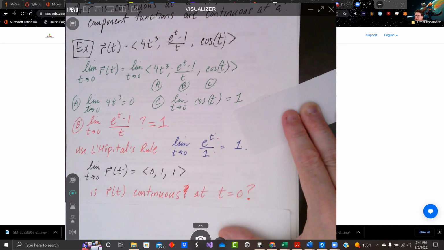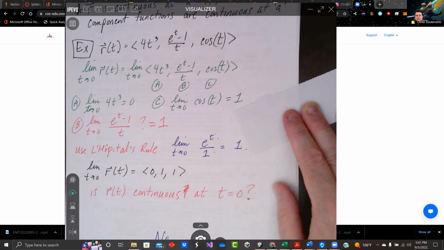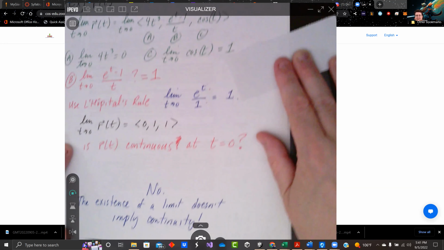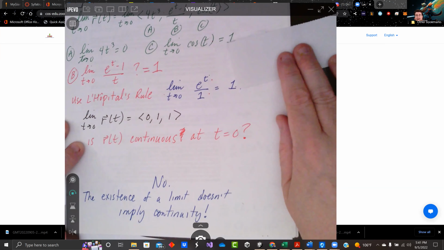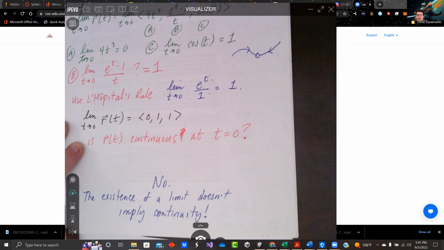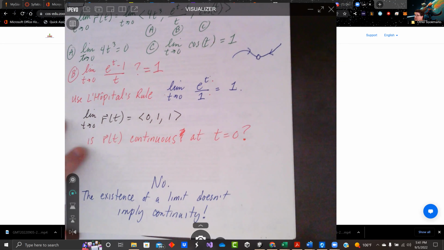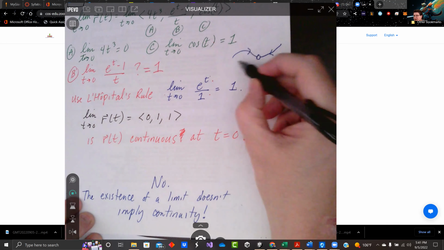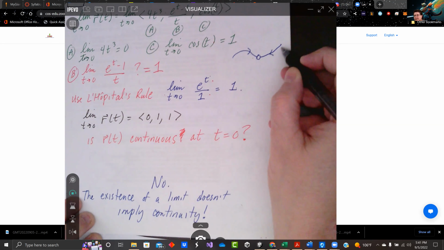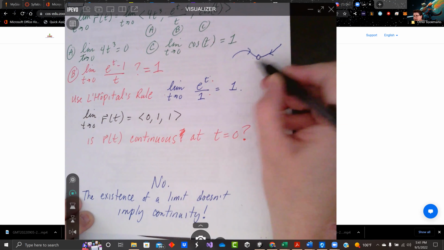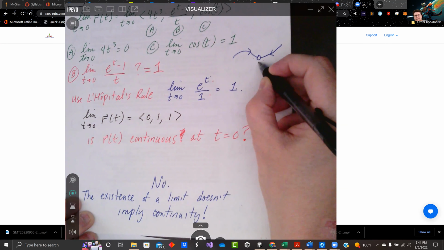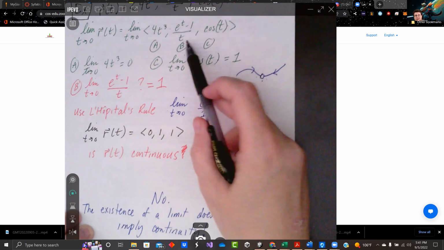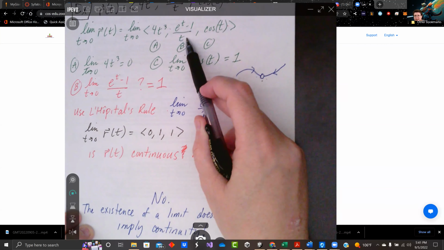This might have been a while for you guys. No, the existence of a limit does not imply continuity. Why? We might have a hole in the graph. So the limit exists as it's coming in from the left. The limit exists as it's coming in from the right. The limit from the left and the right are the same, but we actually have a hole at the graph. t at 0 for the denominator means it doesn't work.